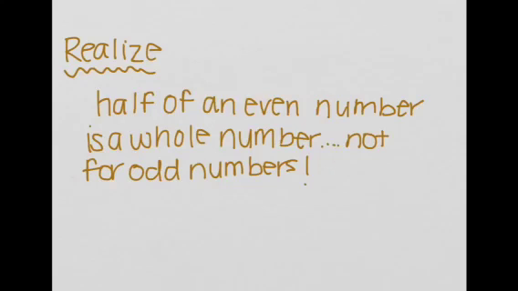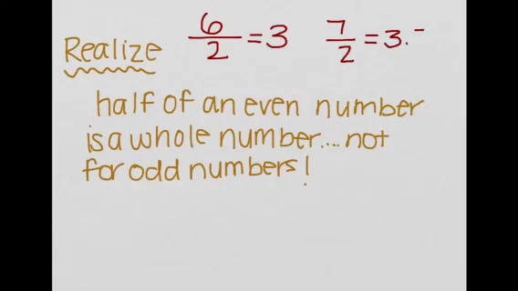So realize, this is an important thing that you'll see often, that half of an even number is a whole number, not for odd numbers. So what I mean is that half of 6, which is just 6 divided by 2, is equal to 3, which is a whole number. However, if I did 7 divided by 2, or half of 7, it's equal to 3.5, which is not a whole number. Okay? Now, why is this?